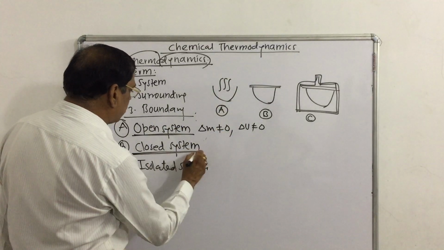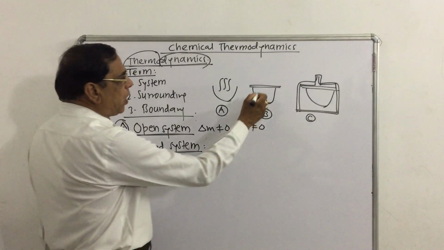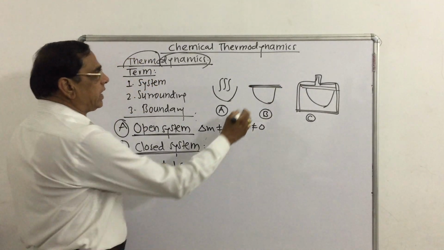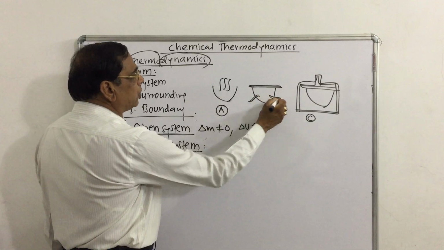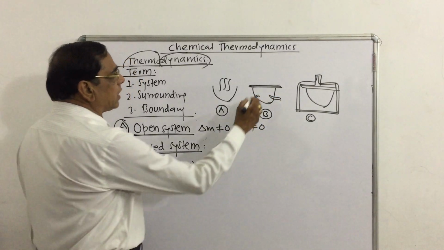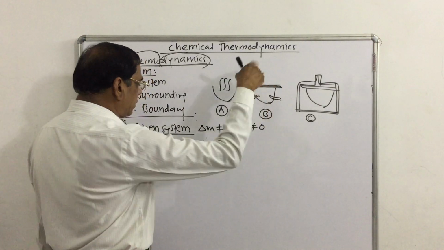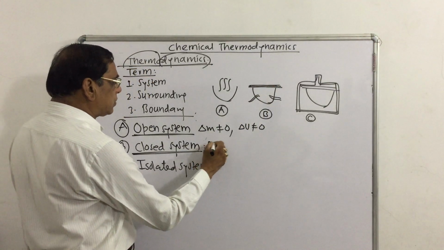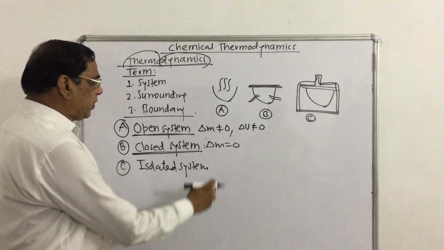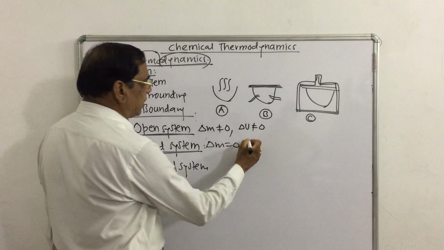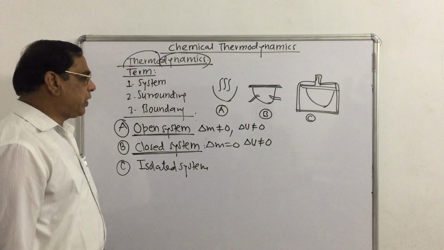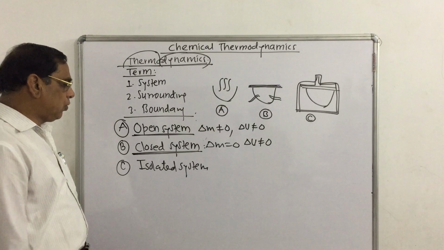The second one is called a closed system. Suppose a cup of hot tea is closed by a saucer, then it can exchange only energy through the wall of the container, but cannot exchange matter with the surroundings. Such a system is called a closed system, in which the mass remains constant while it can exchange energy with the surroundings. So delta U is not equal to 0.